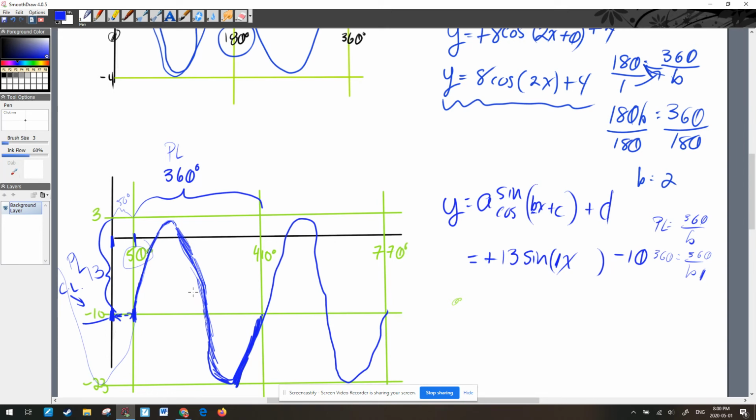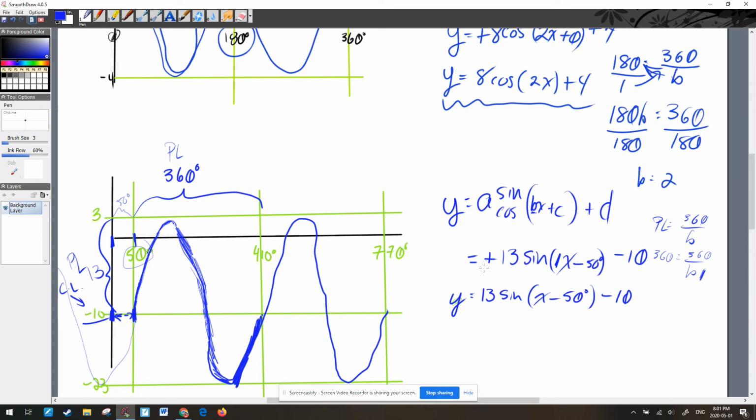Now, the stuff inside the brackets is backwards. So because it's to the right 50, we are actually going to say minus 50. And there it is. So I'm going to rewrite it so it's a little bit cleaner. We're going to have that it is 13 sine of x minus 50 degrees minus 10. And there's that function. That's it exactly.